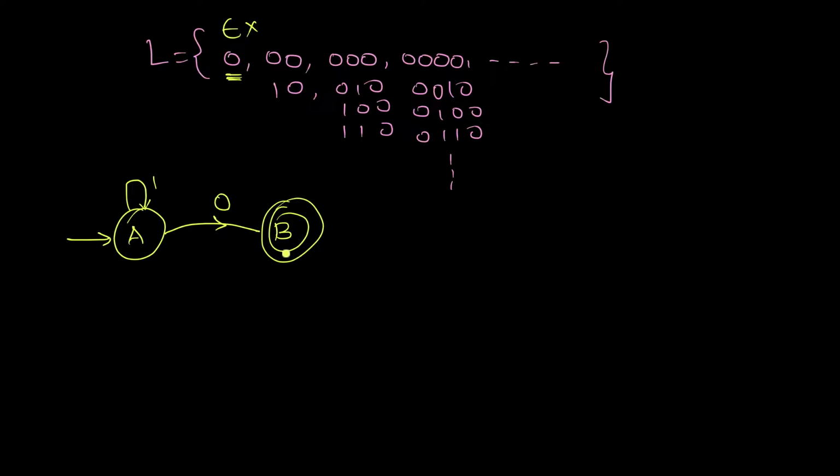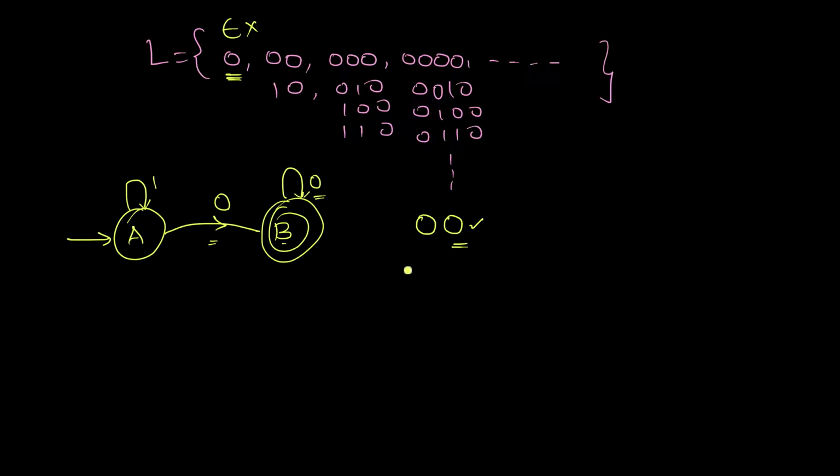So what if I see a 0 at B? How did I reach B? I reached B on seeing 0, right? What if I see a 0 at B? This is still a valid string and it is in the language. So no matter how many zeros I see, I will be in B itself, because I have already seen a 0 and I can still accept this string because it is anyway ending with 0, right?